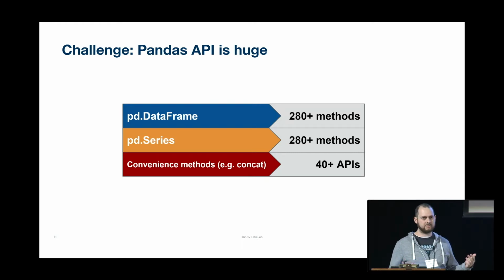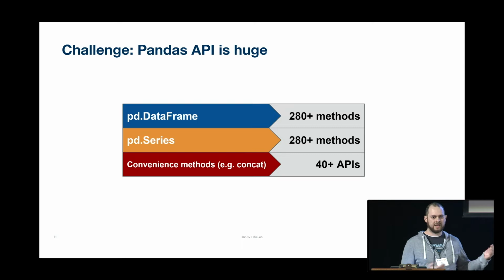DataFrame has 280 methods. A lot of these things do the same things as each other, and they're there for convenience. It's not necessarily some giant API bug. I mean, it's the most used DataFrame library for a reason, because it's so expressive. So combined in total, we have over 600 APIs that need to be worked on.